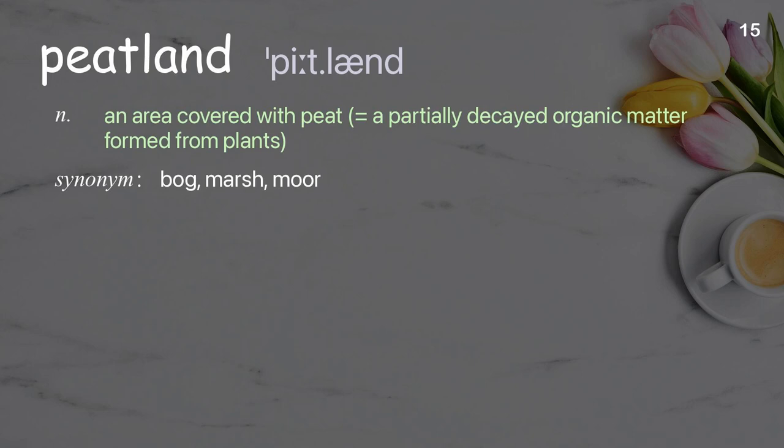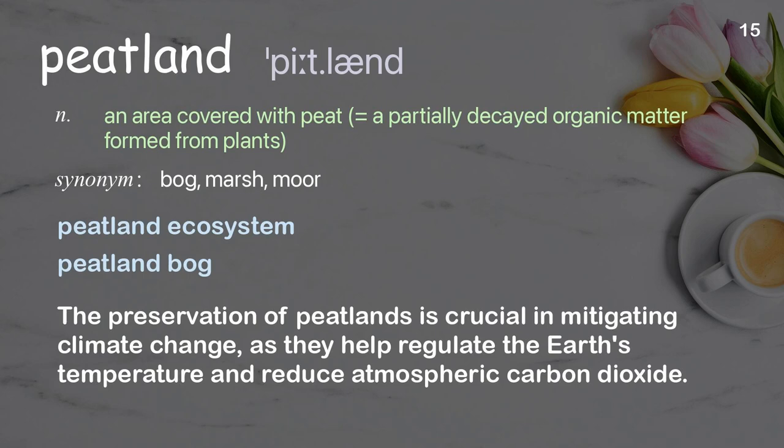Peatland. An area covered with peat, a partially decayed organic matter formed from plants. Examples: peatland ecosystem, peatland bog. The preservation of peatlands is crucial in mitigating climate change, as they help regulate the Earth's temperature and reduce atmospheric carbon dioxide.